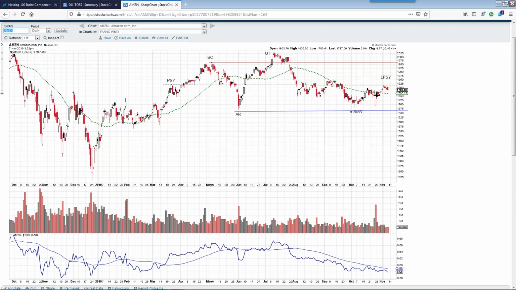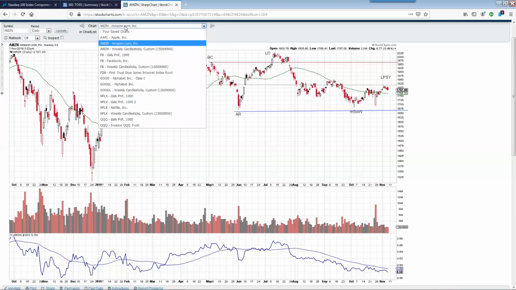And so now we can see that a rally of poor quality has taken it to another lower high. The market is trying to go to a new high here. Amazon is nowhere near it. And you can see that actually Amazon is down on an up day in the market. Okay, let's just keep pushing ahead.